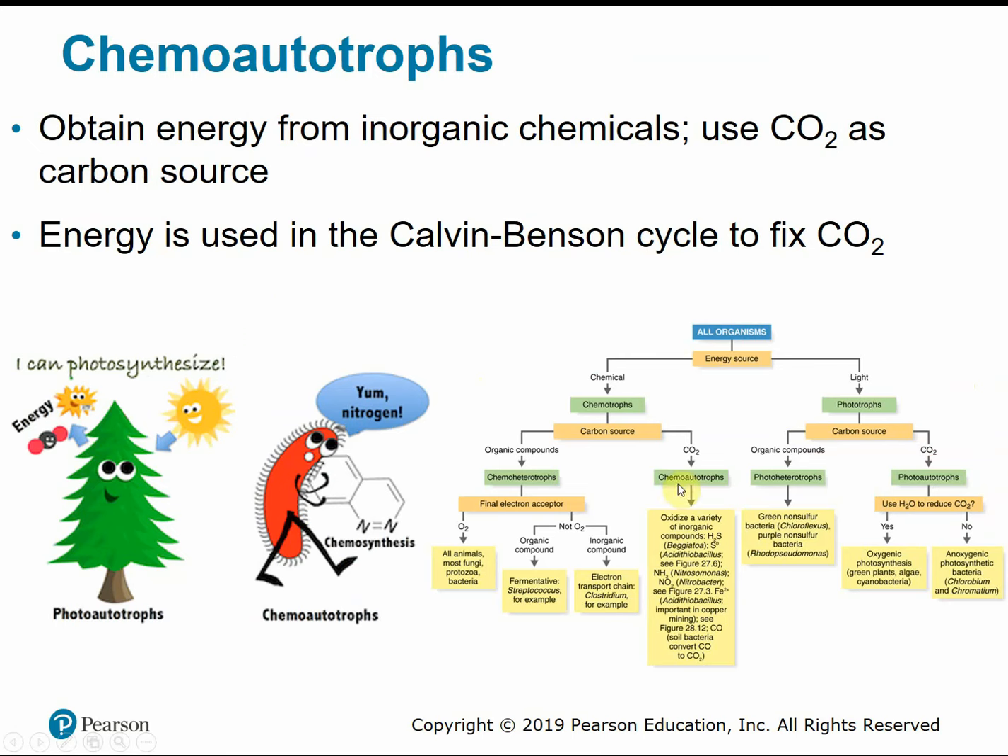Chemoautotrophs obtain energy from inorganic chemicals and use CO2 for their carbon source. Because they use CO2 for their carbon source, they still undergo that Calvin cycle to fix the CO2 into glucose. So these type of organisms can live off of things like nitrogen and are more common in your soil bacteria. So the difference between your chemoautotroph, like a soil bacteria, versus a photoautotroph, right, would be your standard plants.